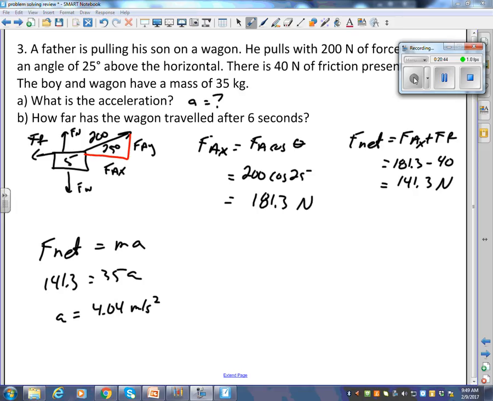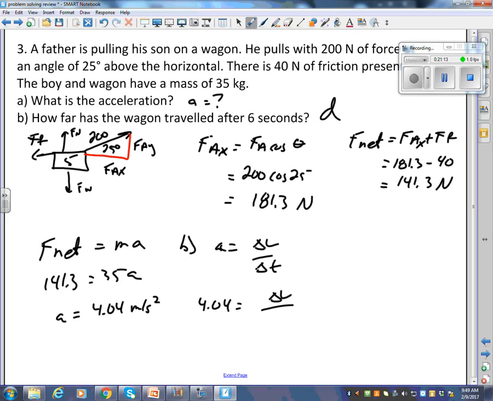We're looking for displacement, right? To get displacement, I'm going to need the average velocity. I don't have any velocities yet here at all, do I? So I got to get to the average velocity. To get to the average velocity, I got to find the final velocity. To get the final velocity, I need the change in the velocity. A equals delta V over delta T. So this new value, 4.04, solving for delta V when the time is 6 seconds. Multiply both sides by 6, right? Get rid of a divide by 6, we're going to multiply.